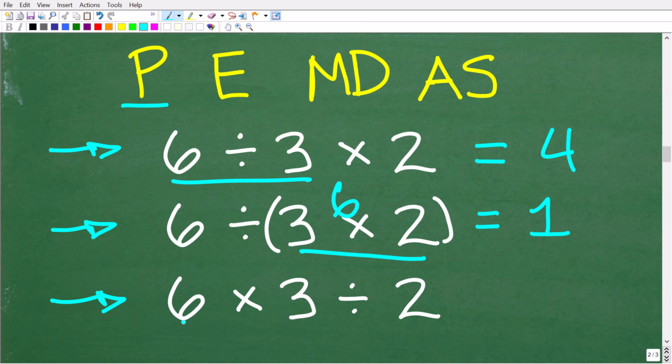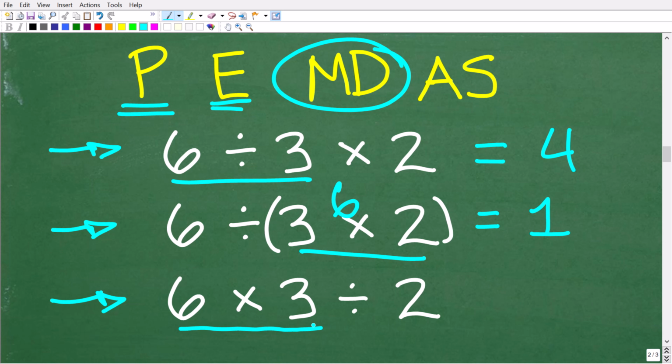So this time we have 6 times 3 divided by 2. So do we have any parentheses? No. Do we have any powers or exponents? No. Do we have multiplication and division? Yes. What do we see first from left to right? We see multiplication. So we're going to start right here. 6 times 3 is 18. 18 divided by 2 is 9. Okay, so hopefully this makes sense.